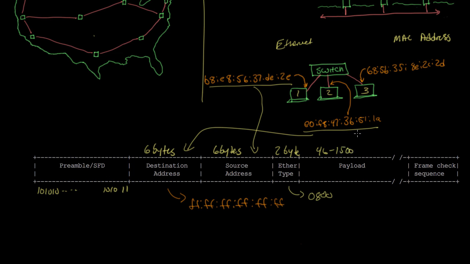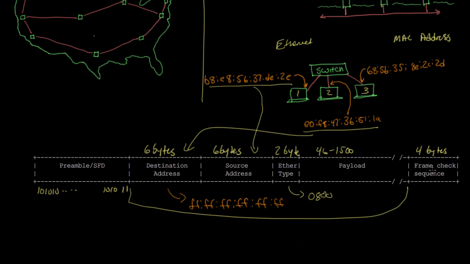Although in some cases, some high performance networks use jumbo frames, and it could be as much as 9,000 bytes long. But in any case, the last 4 bytes of the frame make up the frame check sequence. And the frame check sequence is basically a number that's computed from the contents of everything else, so the destination address all the way through to all of the payload. And it's used by the receiver to detect corrupted data in the frame.